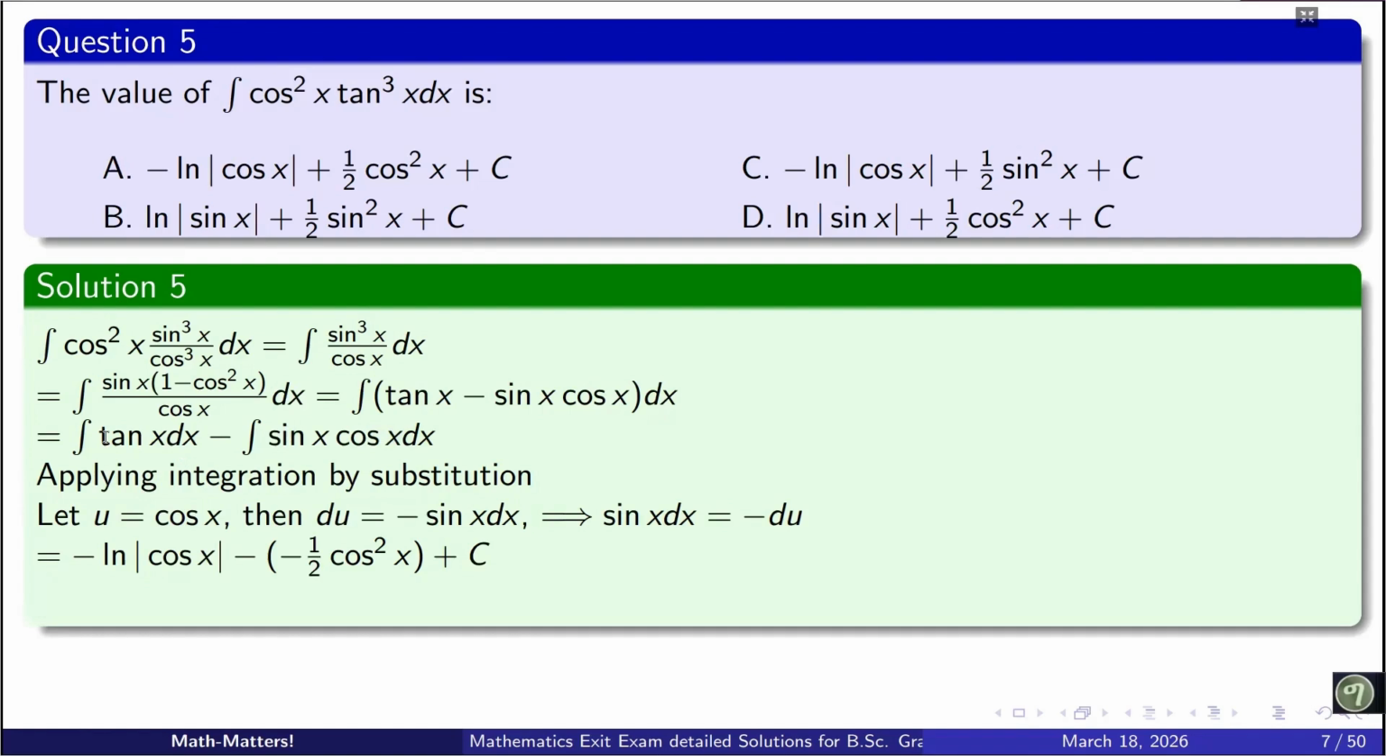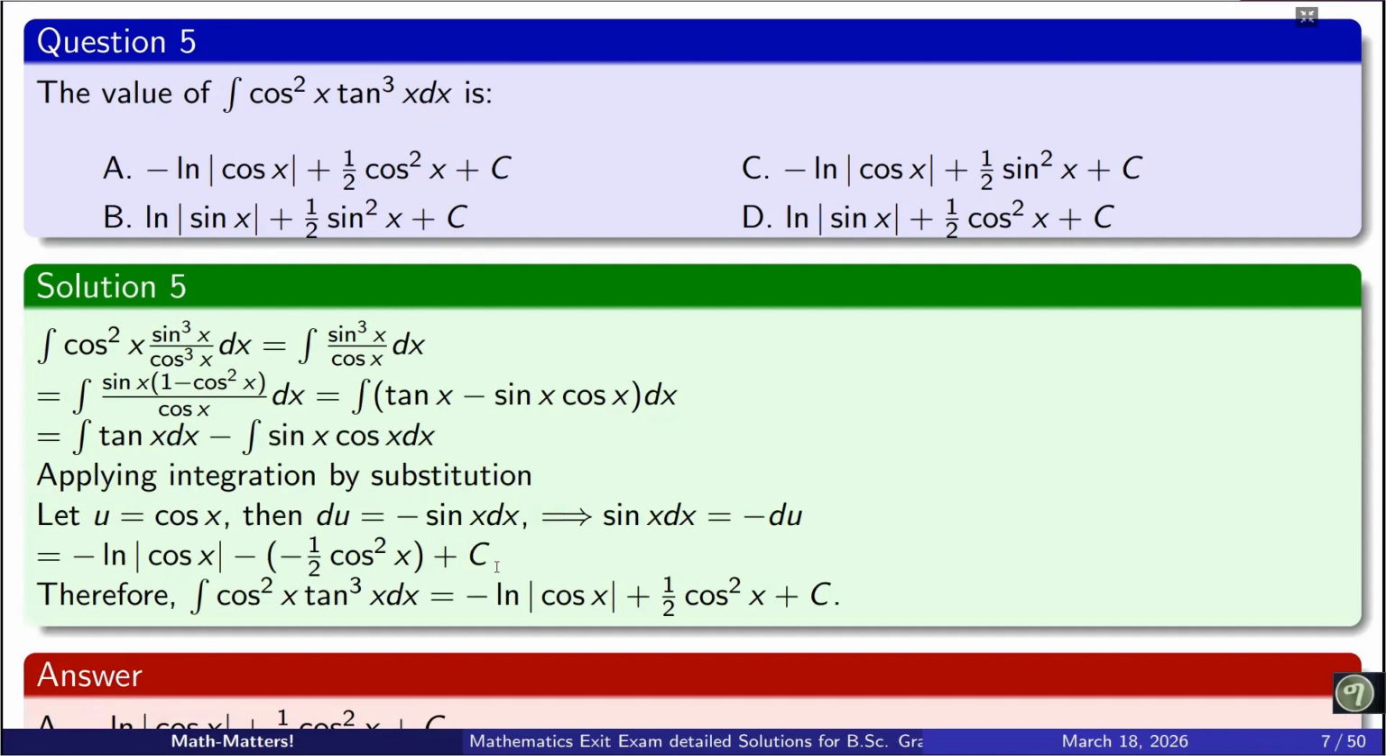Because here we have tan x, which means the ratio of sine x over cos x dx, then we are letting u be cos x, so that the numerator sine x dx could be minus du. Therefore it could be minus ln of cos x, minus the integral of this one, which is minus 1 over 2 cos square x plus c. Therefore, the answer for this one is A, which is minus ln of absolute value of cos x plus 1 over 2 cos square x plus c.